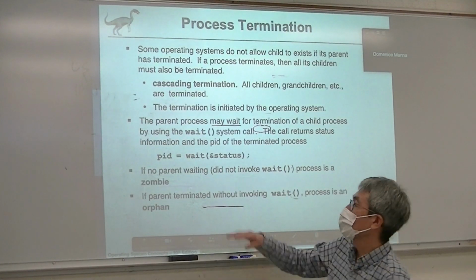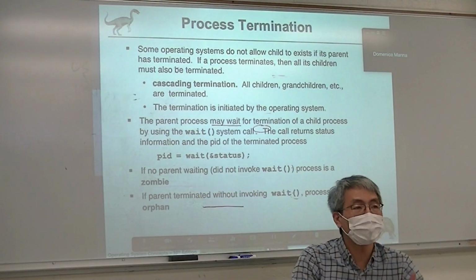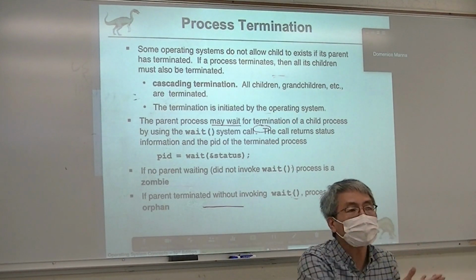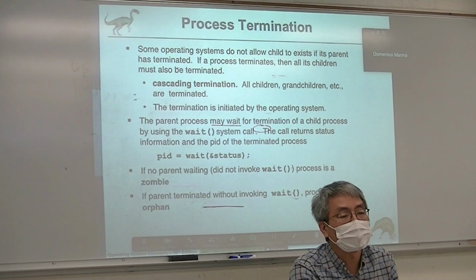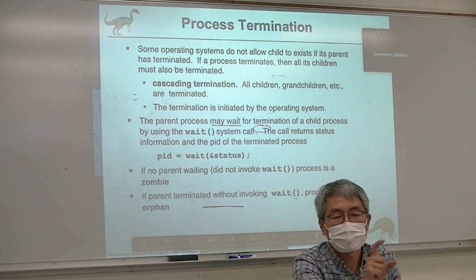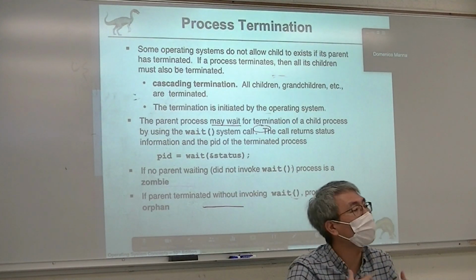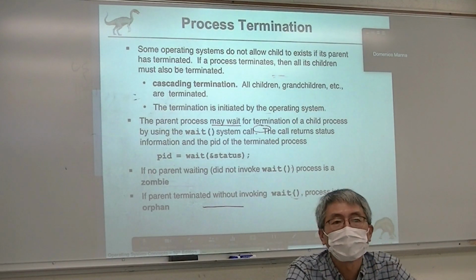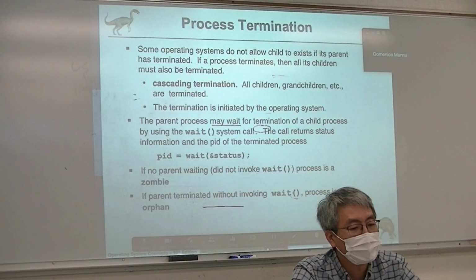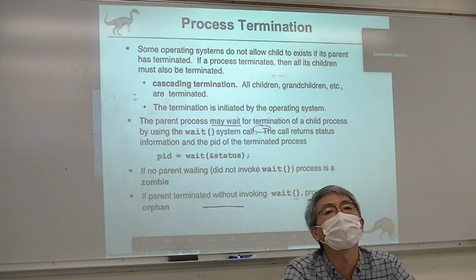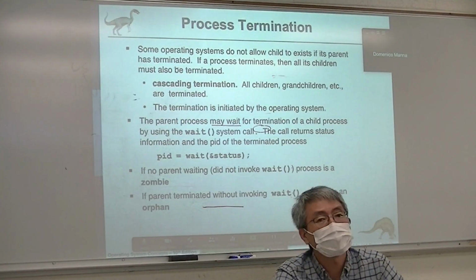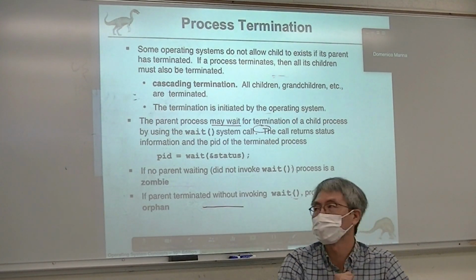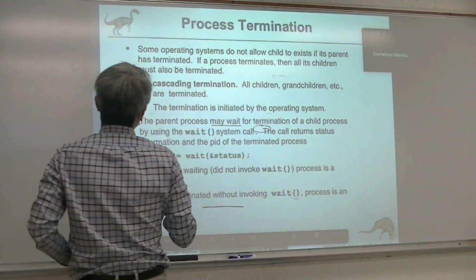For example, I'm running a program. At that time, my terminal is shut down suddenly, or something closes my terminal, and my application program is automatically gone. Yeah, that is cascaded termination. But some operating systems allow the child process to keep running.